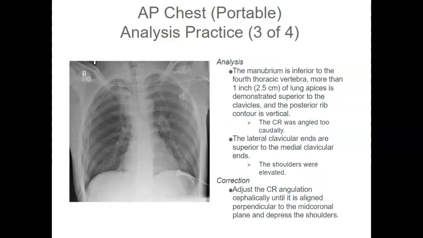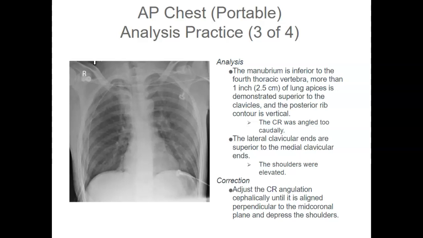In this next practice analysis of a mobile chest, we have again some angulation problems. We can see that there is 1 inch of the apices demonstrated superior to the clavicles. The posterior rib contour is demonstrated as vertical. Also, you can see that the manubrium is inferior to the fourth thoracic vertebra. Therefore, the central ray is angled too caudally.